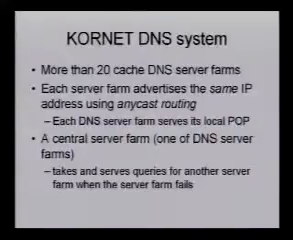Firstly, I'll introduce the KORNET DNS system. KORNET is the name of KT's commercial internet service. KORNET has more than 20 cache DNS server farms. Each server farm advertises the same IP address using anycast routing. Each DNS server farm serves its local pub. KORNET has a star topology. There is a central DNS server farm in the center of the star topology. The central DNS server farm takes and serves queries for another server farm when that server farm fails.